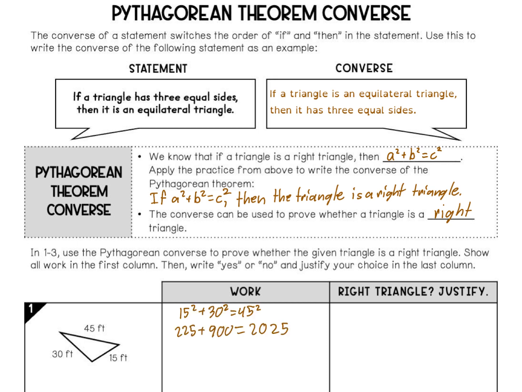First, let's square our numbers so we can compare. 15 squared is 225, 30 squared is 900, and 45 squared is 2025. Adding the left side gives us 1125 is equal to 2025, and this is obviously not true. Since a squared plus b squared is not equal to c squared, we do not have a right triangle.